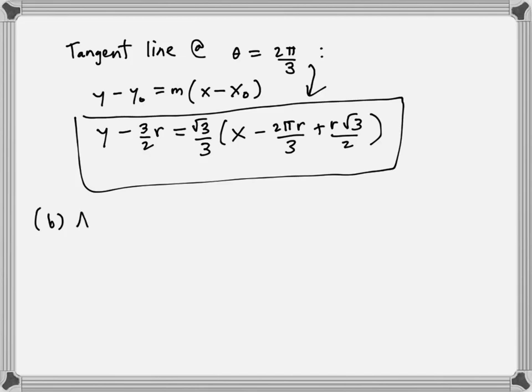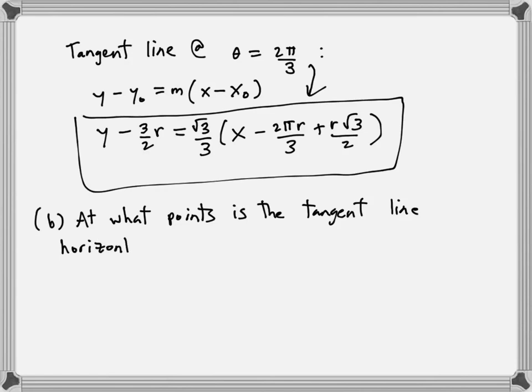Part B asks, at what points is the tangent line horizontal? So at what points is the tangent line horizontal? Well, okay, let's go back to our derivative, right? So we know we have a horizontal tangent line where dy/dx is equal to 0. So we need to see where dy/dx is 0.